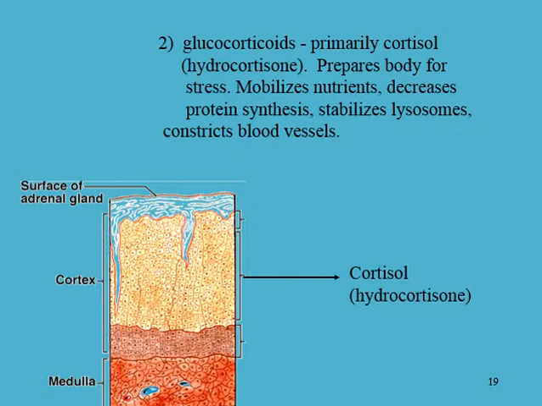It decreases protein synthesis. Okay? This hormone actually decreases protein synthesis, which seems kind of counterintuitive, but the idea being generally decrease protein synthesis so that you can have whatever protein synthesis you need in an area that's being stressed. Stabilizes lysosomes, constricts blood vessels, I mentioned already. So this hormone is released normally when you're undergoing stress.